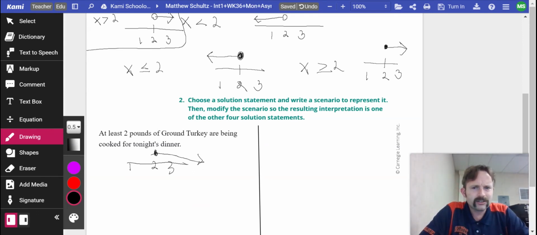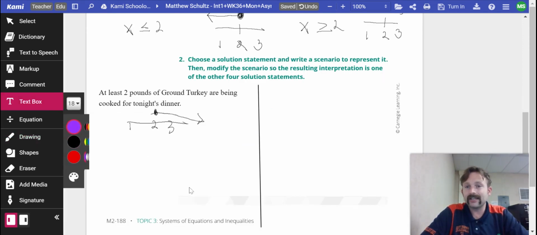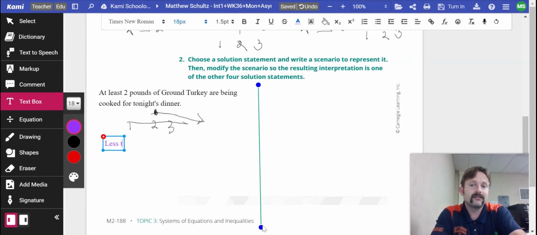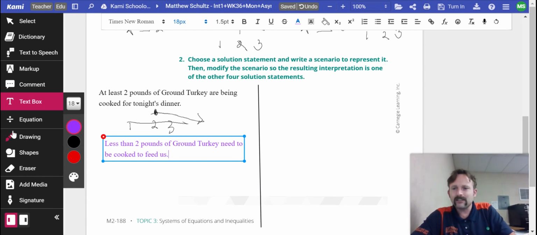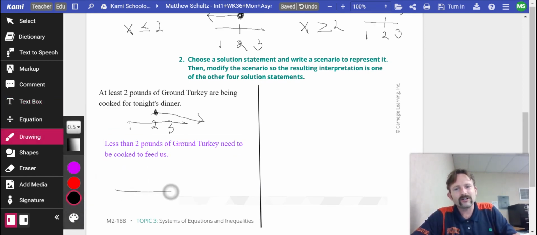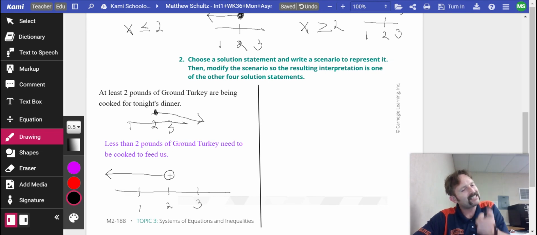All right, well, let's change the scenario. Less than 2 pounds is being cooked. So I'm going to use a different color. I'm going to say less than 2 pounds of ground turkey need to be cooked to feed us. I changed a little bit. It's still the same, like we're cooking it for today's dinner, but it's a little bit different. Okay, so for this one, I'm going to make sure I draw my line. I should have used the line tool. Here's 2, here's 3, and less than is going to be not equal and less than. So it's going to go as close to 2 as possible, but not included.